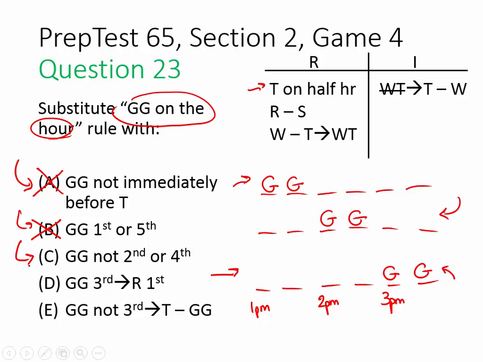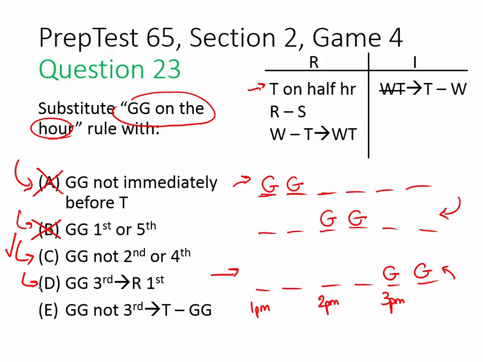Answer choice C, G can't be second or fourth. Well, if it was second, that would require it to fit right there. And as you can see, we don't have that option anywhere. If it were fourth, that would require it to go 1, 2, 3, right there. And as you can see, we also don't have that option. However, we have everything else covered. So this one's looking really good right now. It covers all the possibilities for G. It restricts the correct ones and allows the correct ones. So C's looking great. Let's just take a look at why D and E don't work.